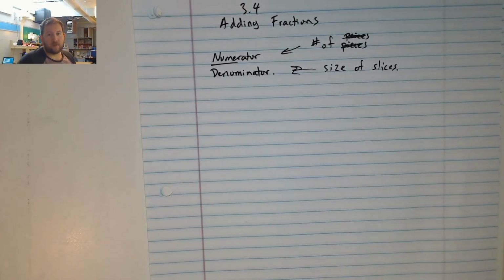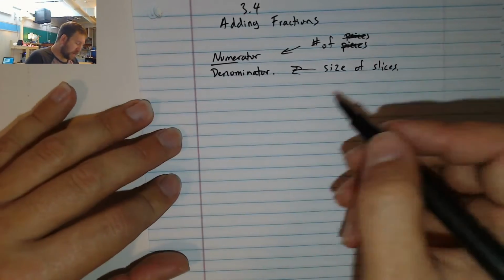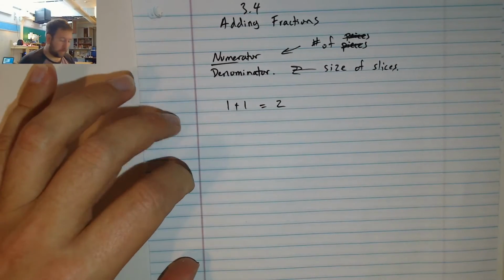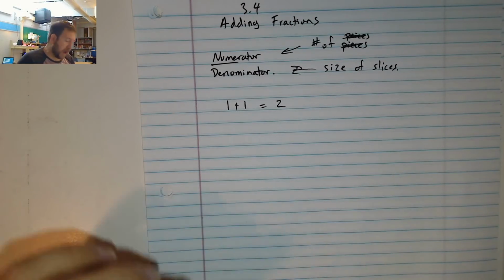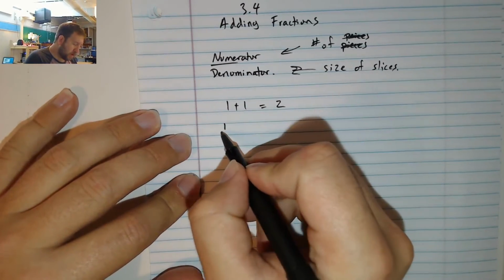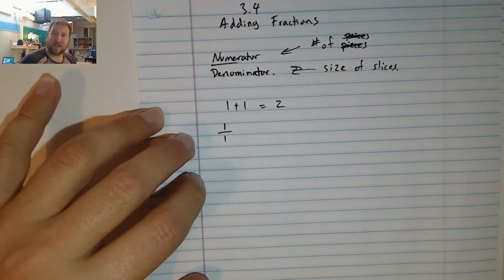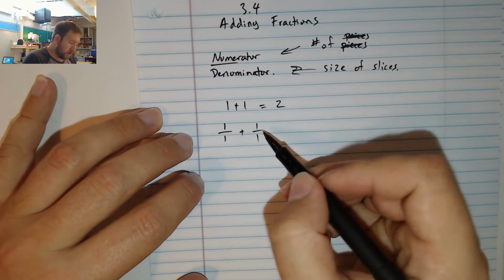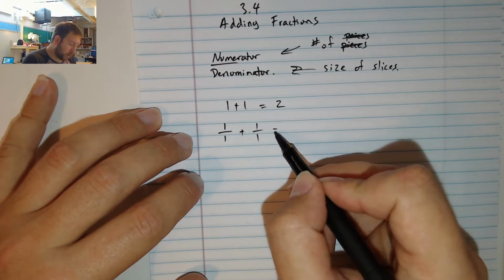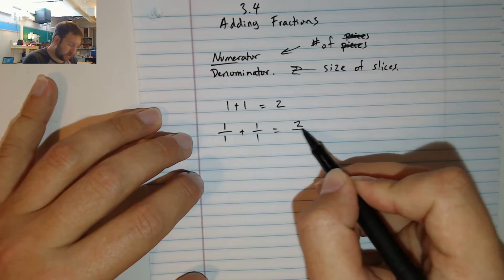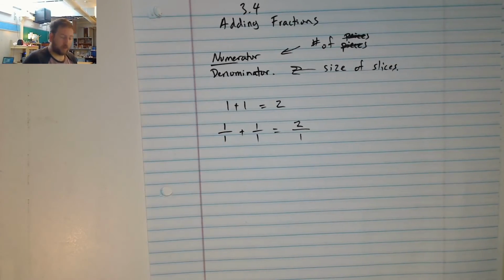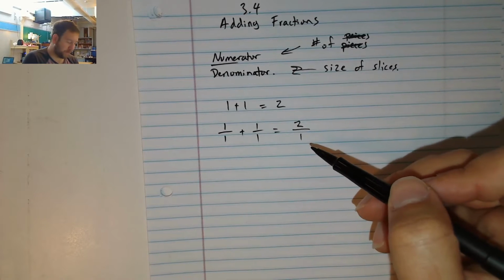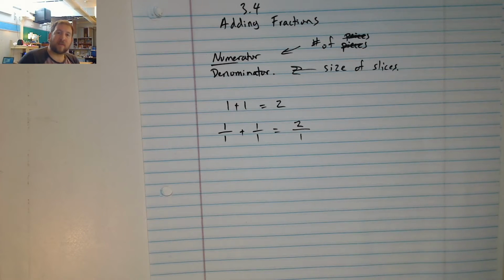And we have some rules when we're adding fractions. If I was going to add 1 plus 1, we would all know that that ends up being 2. Because if I look at them as fractions, this is one whole, plus one whole is equal to 2 wholes, right? So we need to do the same thing when we're doing fractions.